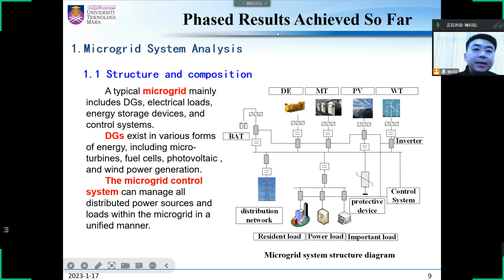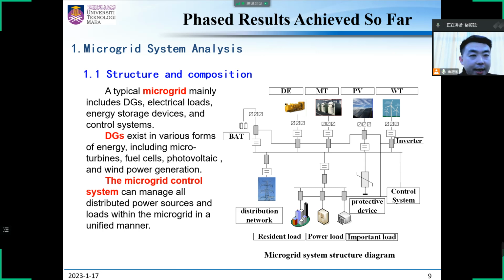And the physics results achieved so far. First, the microgrid system analysis, the structure and the composition. We can see a typical microgrid mainly includes DGs, electrical loads, energy storage device, and the control system.